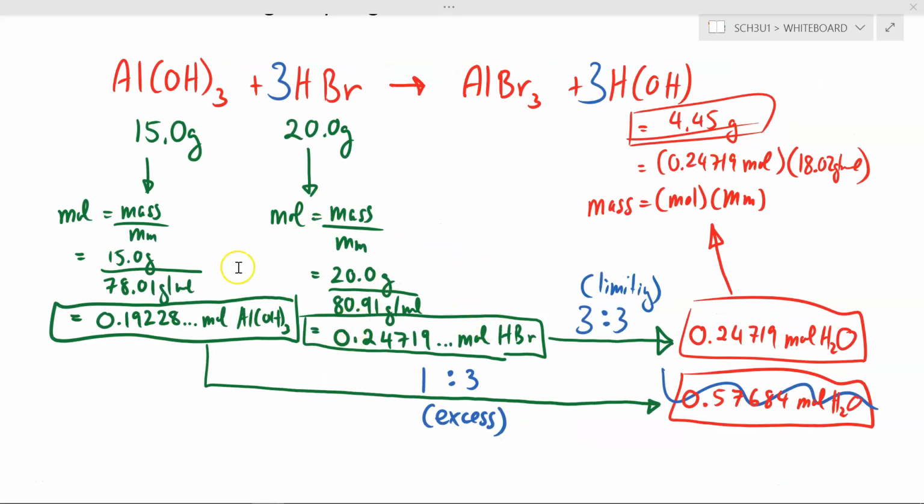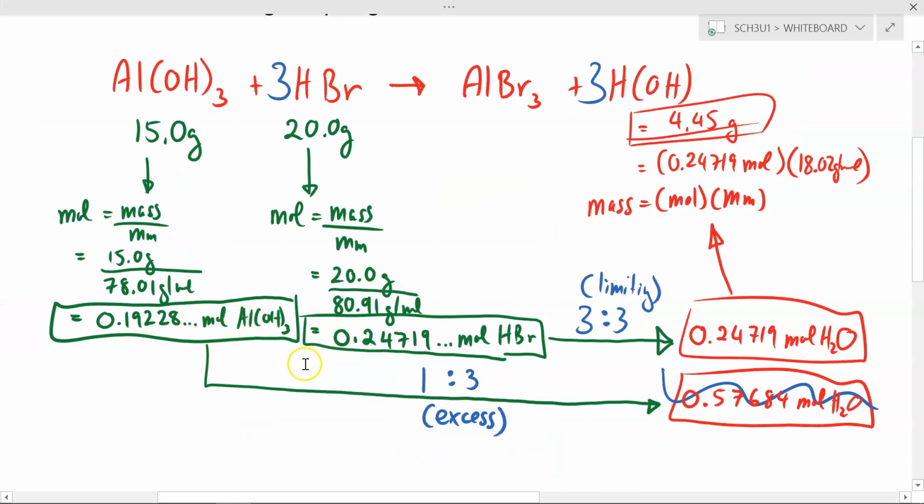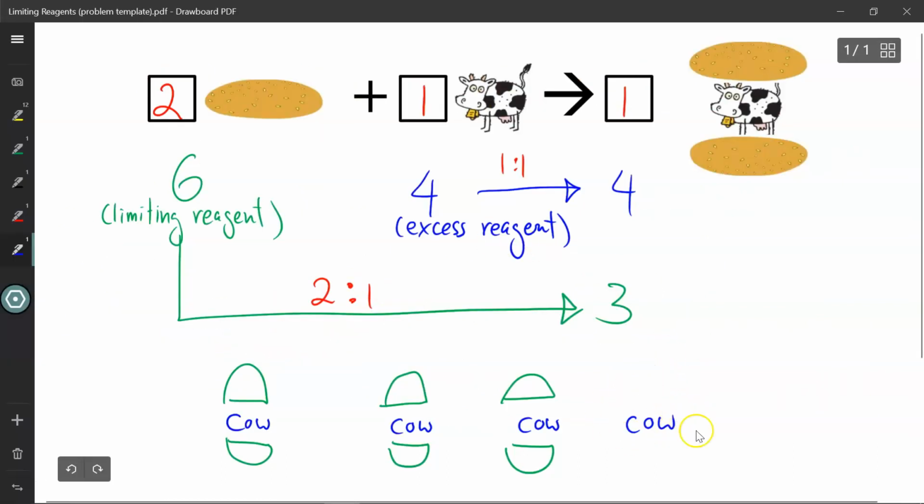Now, another type of problem you might encounter in these situations is the question may say, well, after the reaction is over, how much of the excess reagent do you have left over sitting inside your beaker? So how much of the excess reagent did not react with the limiting reagent? So let's go back to this simple example over here. We know the cows are your excess reagent, but how many cows are left over when the buns run out? Well, when I draw it out, it's quite obvious. There's 1 cow left over, but there's no way you're going to be able to draw this one out. So how do we know there was 1 cow left?